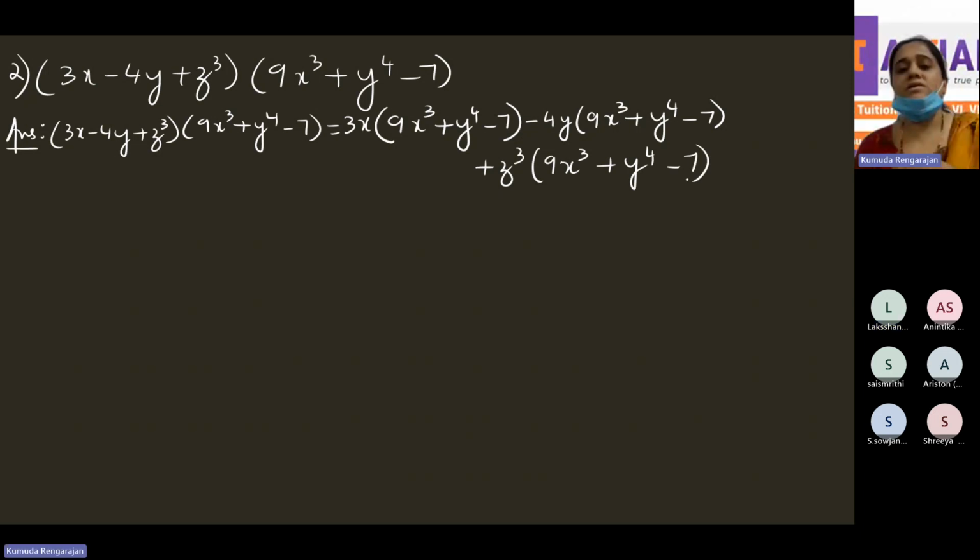Very good. Thank you, Aniston and Lakshana. Right, children? That's all. Just keep extending this principle. So if there are 4 terms, first term with the second bracket, second term with the second bracket, third term with the second bracket, fourth term with the second bracket. That's all.